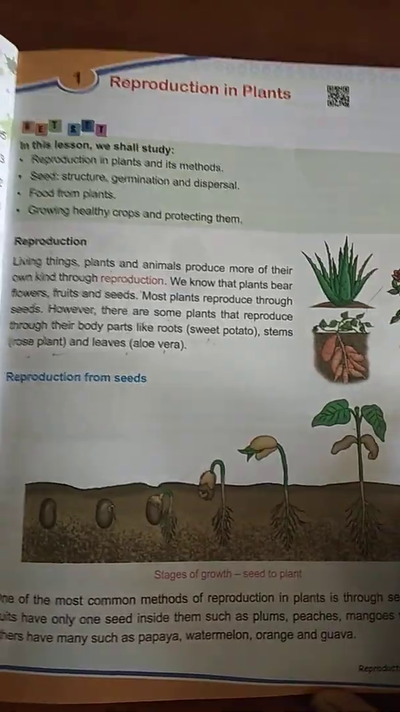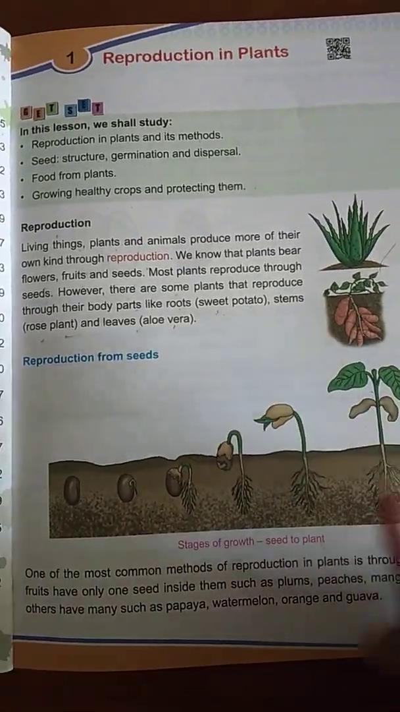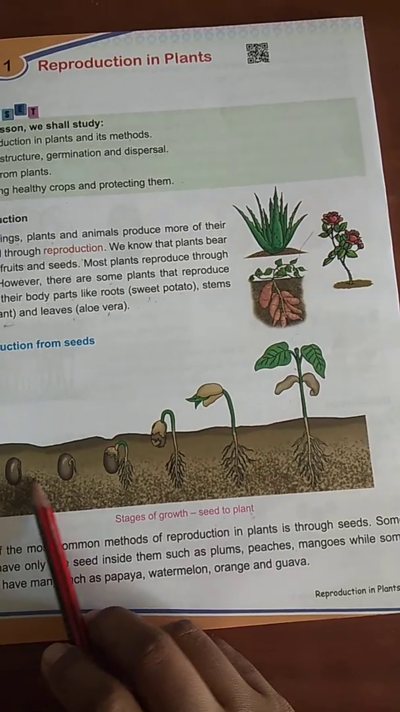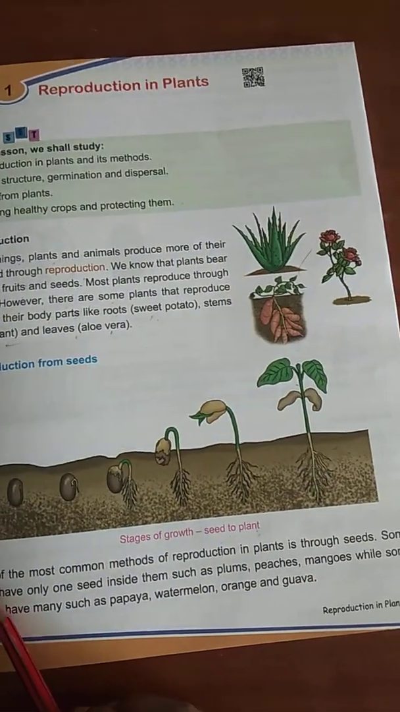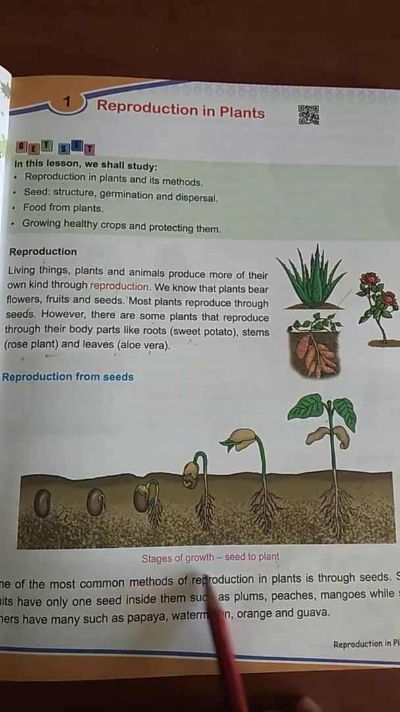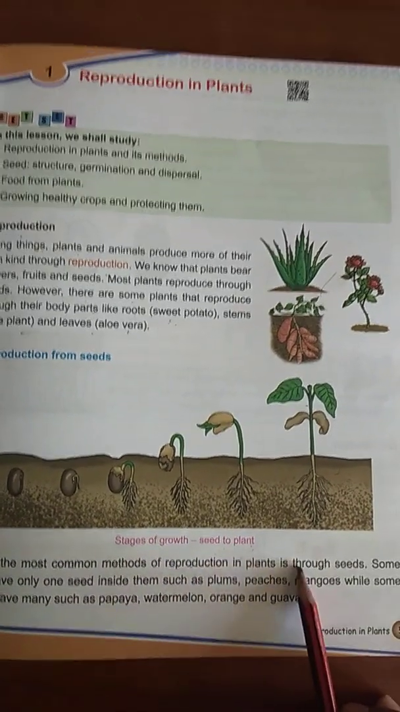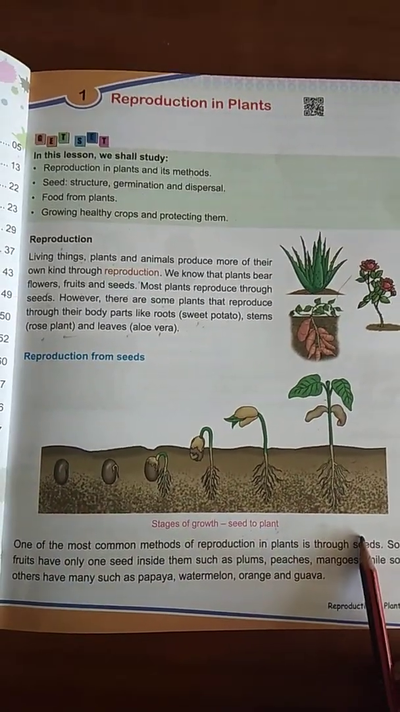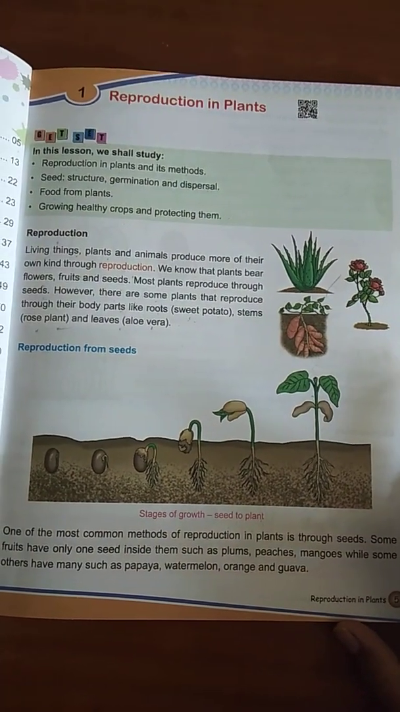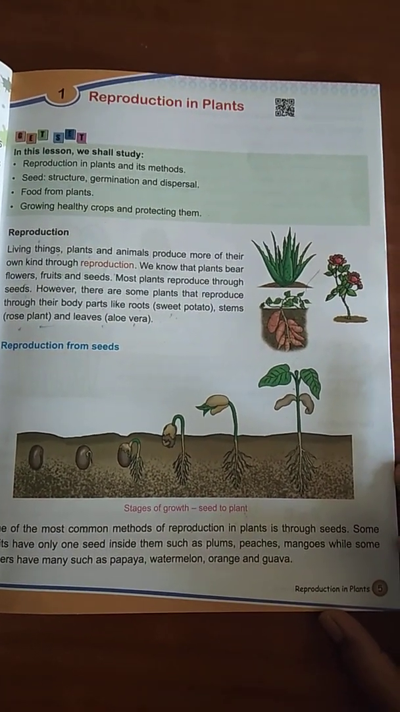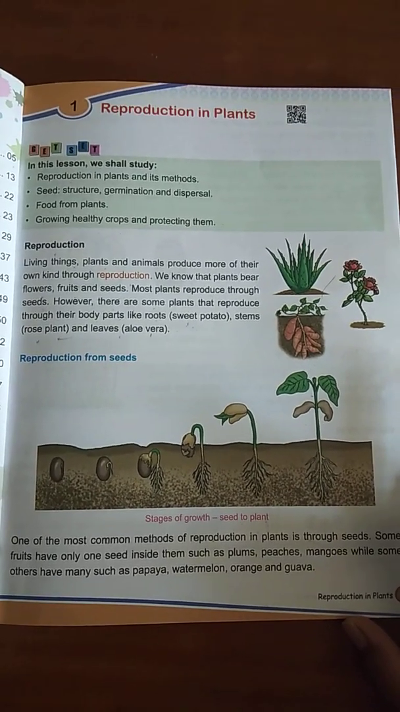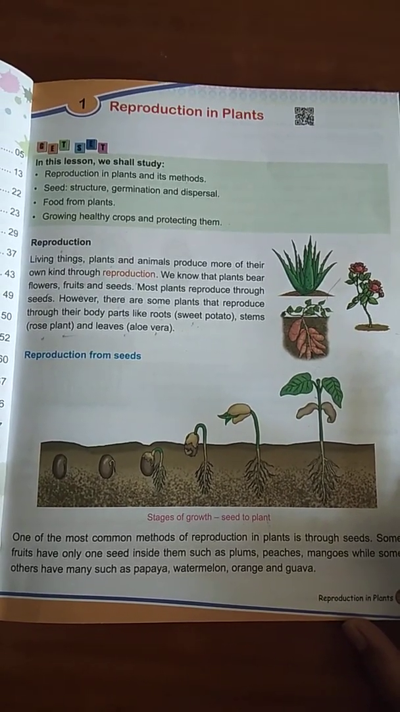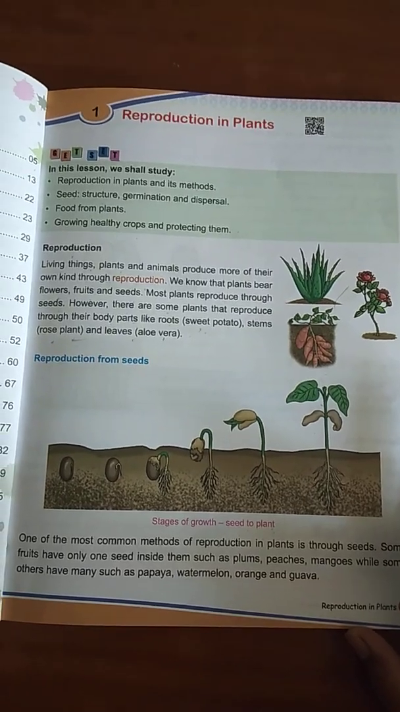So coming to reproduction from seeds. Here are the stages of reproduction from the seeds. One of the most common methods of reproduction in plants is through seeds. Some fruits have only one seed in them, such as plum, peaches, mangoes, while some others have many, such as papaya, watermelon, orange and guava.